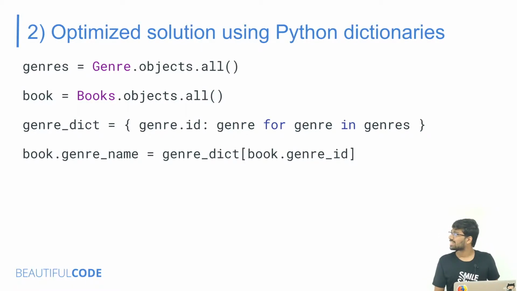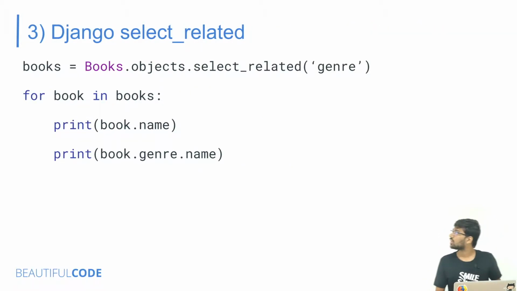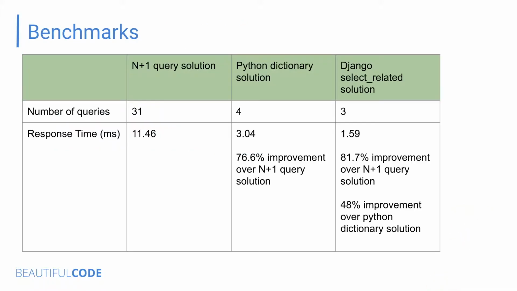That is exactly what Django's select_related does for us. It creates a join, and it gets the result in one query. So this was a much more optimized solution compared to the previous one. As we can see in the benchmarks, for the n+1 query solution the number of queries is 31, for the Python dictionary it was 4 queries, and for select_related it was 3. And on the response time, you can see the improvement: 76.6% improvement using the dictionary and 81.7% improvement using select_related.